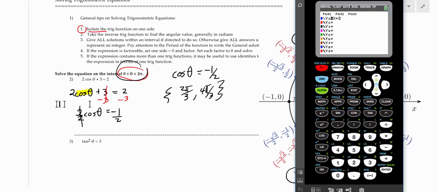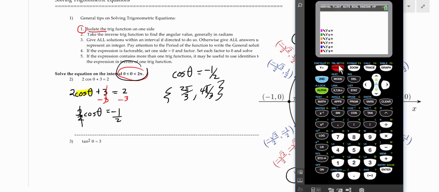Let's put in the left side of the equation. Put in 2 cosine of x. Instead of using theta, use x. 2 cosine of x plus 3. And then put in the right side of the equation, which is a 2. We want to get that put in, and you should be in radian mode. What we're going to do is find where these 2 curves intersect.